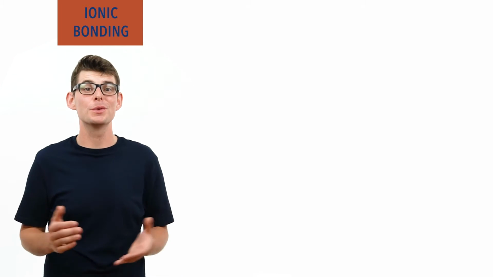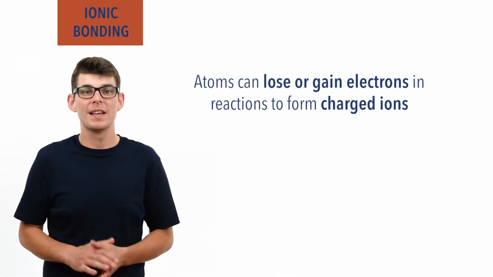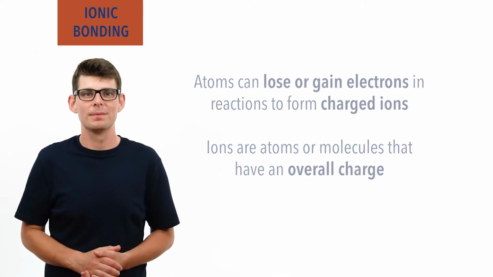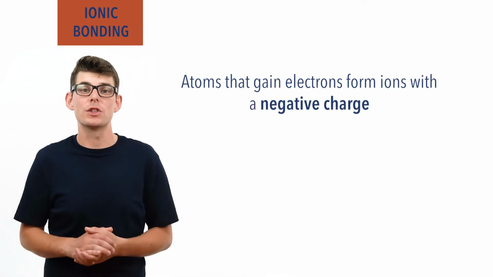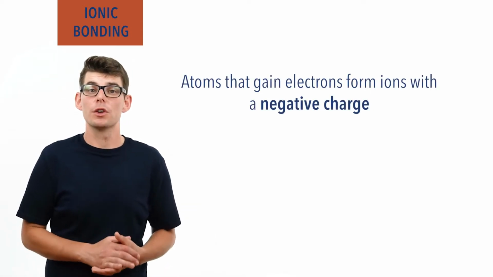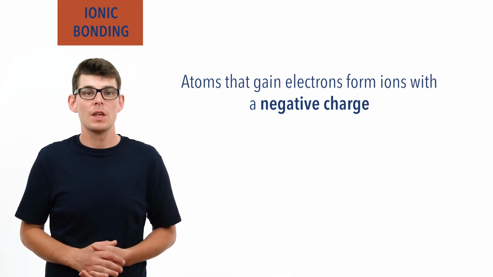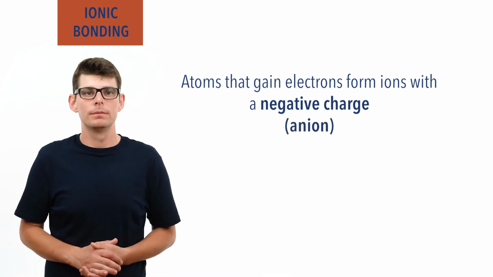Recap done? Let's go! Atoms can lose or gain electrons in chemical reactions to form charged ions. An ion is just an atom or molecule that has an overall charge. If an atom gains electrons, it will have more negatively charged electrons than positively charged protons, and this will mean it has an overall negative charge. We say it is a negatively charged ion called an anion.